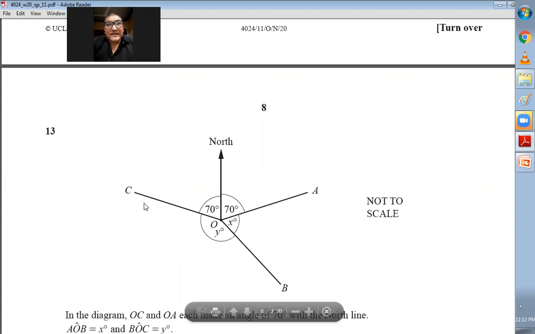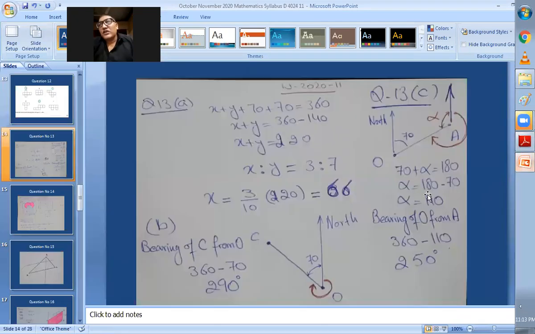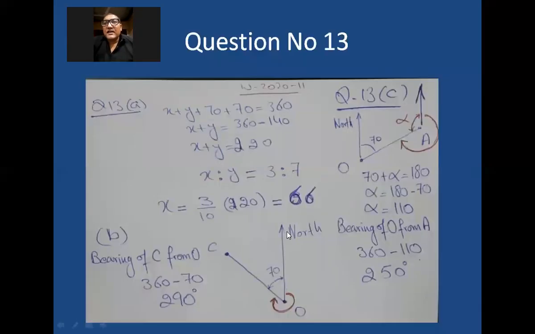From the north clockwise, I come to the OC line. Let me show it here. I want this red angle. From this north, I will move clockwise and reach the OC line, whatever angle is formed. That's the bearing of C from O. Because this angle is 70, and the whole thing is 360, from 360 subtract the 70 and you will get 290. So the bearing of C from O will be 290. Hopefully you have understood.